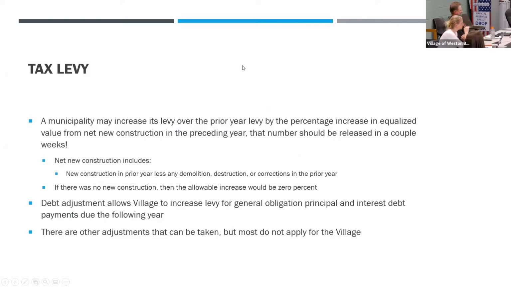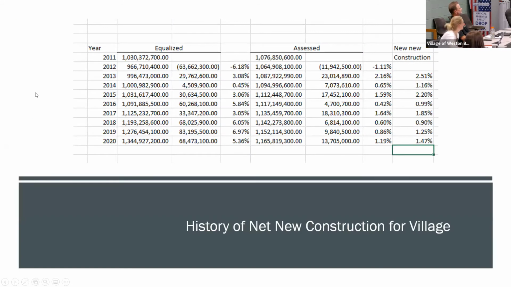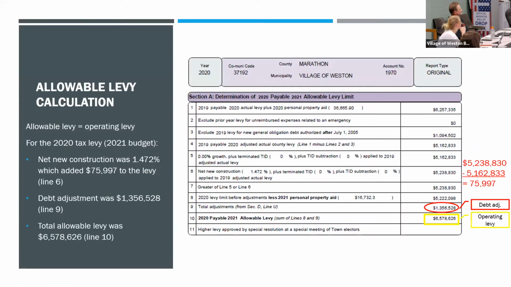Tax levy, this is a repeat for you guys, but I really want to get it in that our tax levy is regulated by the state. We can only increase it in net new construction again. What does that mean for us? That means that without our debt service exemption, we are allowed to increase our levy 75,997 if our net new construction is 1.4.